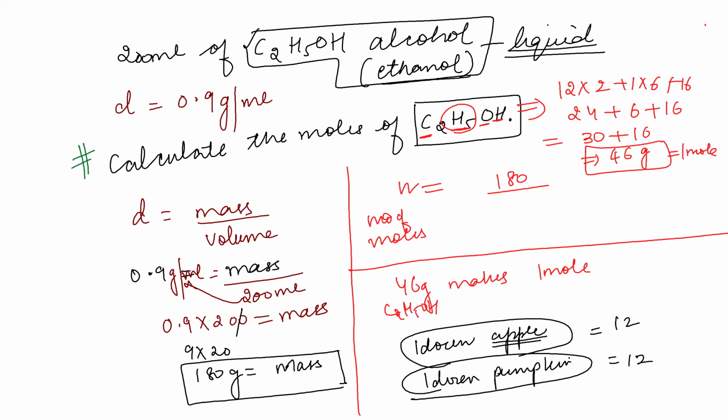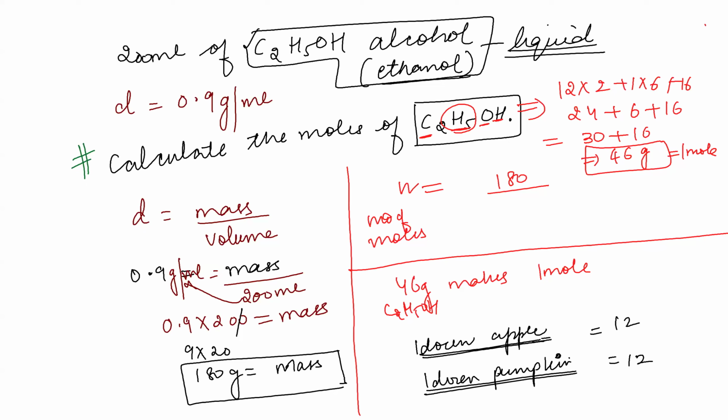Apples are generally smaller in size and lighter in weight. Pumpkins are heavier. Yes or no? Are we understanding? So 1 dozen apple we have and 1 dozen pumpkin we have. Aaron, are you there? Whose mass would be more, 1 dozen pumpkin or 1 dozen apple?